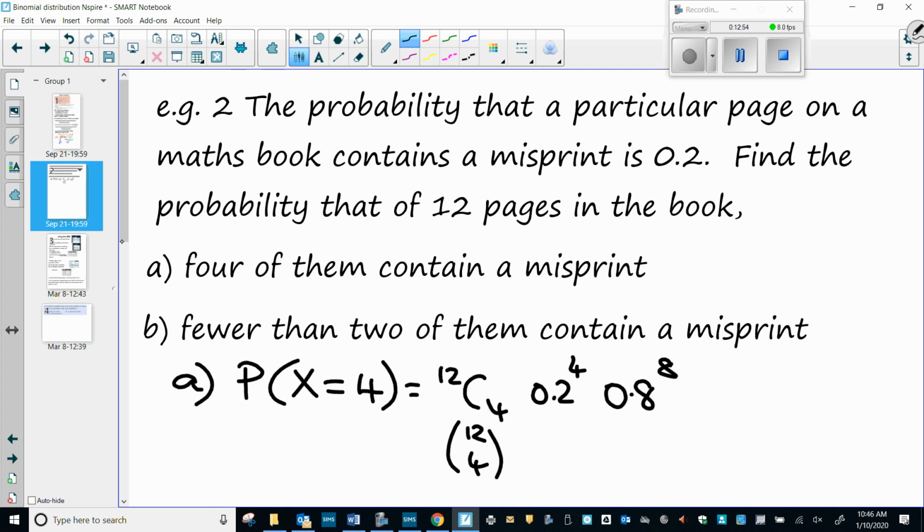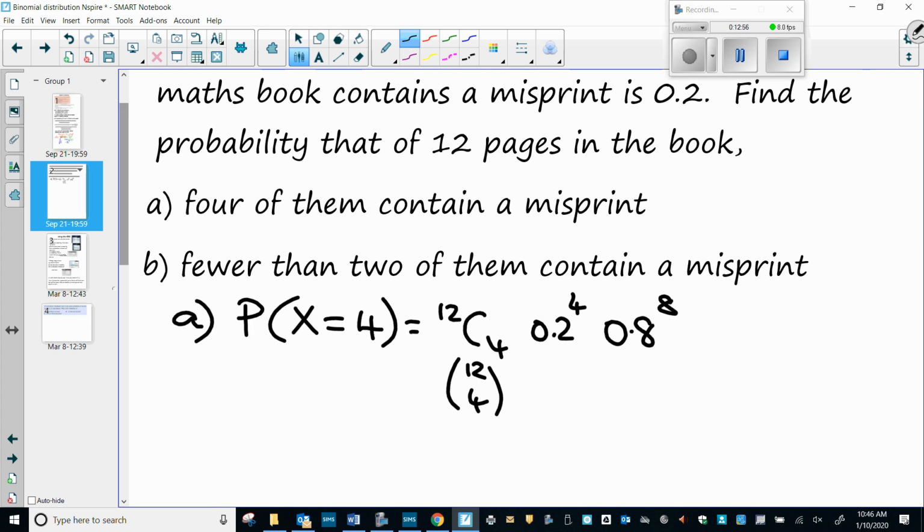Okay, let's just do this one straight on the calc, because that was too painful doing all that before. So go to menu, probability, combination. I always write 12, 4. So what's that value? 495.